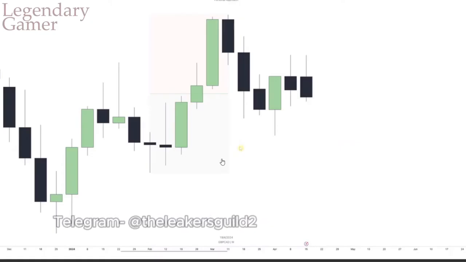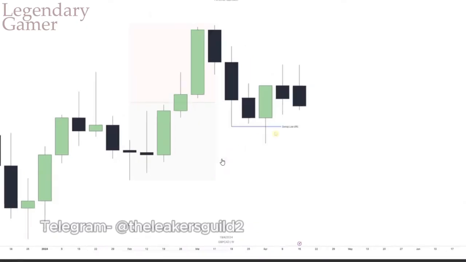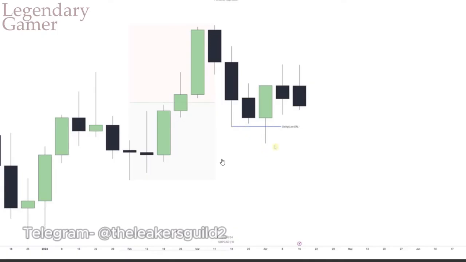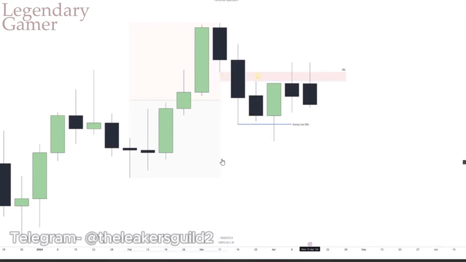GBP CAD weekly chart. What are we going to be waiting for? External or internal range, right? We've got an external range liquidity raid, right? Because we have one higher, one lower, one higher, so we have a swing low here. That low gets raided, and what are we going to be focusing on afterwards? Internal range liquidity, right? We have that fair value gap here on the weekly chart.